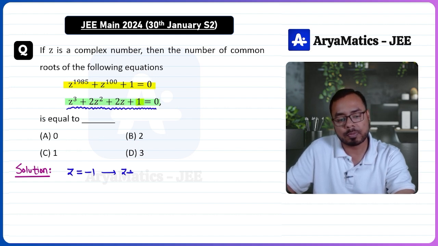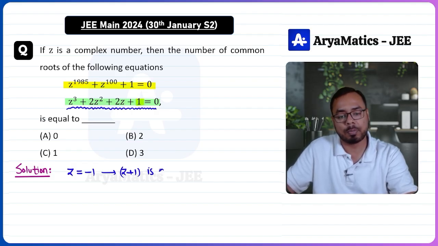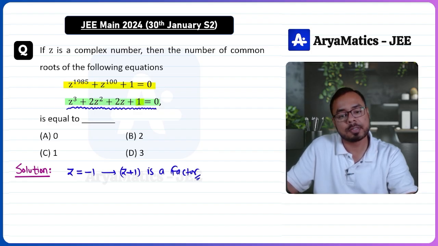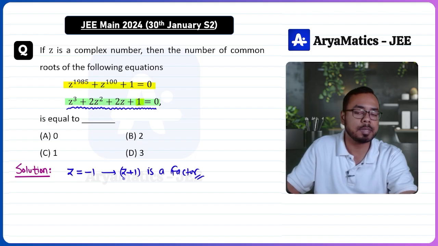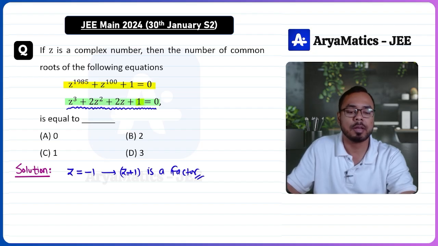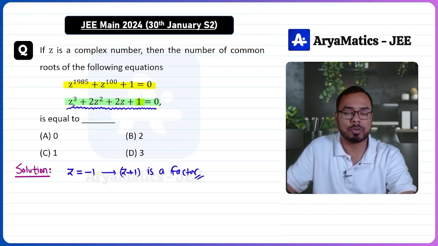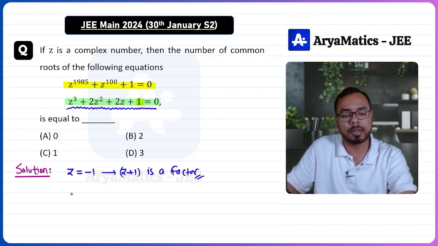And if z equals minus 1 is a root, this will imply that z plus 1 is a factor of this cubic. Right? For a cubic, we can have three linear factors. One of the linear factors will be z plus 1. So now we'll try to split the terms in such a manner that we can create z plus 1 as a common factor, so that from there we can get the quadratic factor.